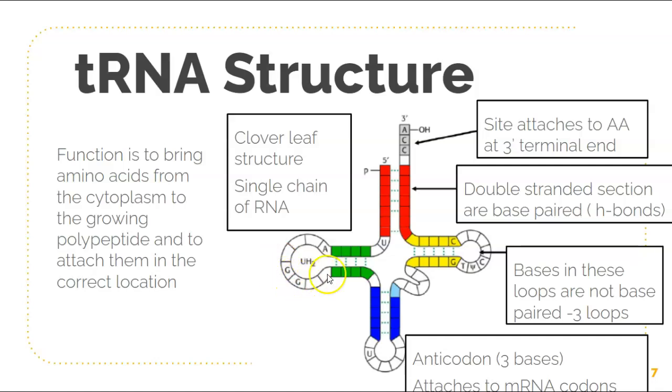So what this looks like is you have a clover structure, and you see the red, you see how they have these little blue dots? Those are hydrogen bonds bonding complementary base pairs to each other. When you get to the outside loops, those are not base paired. They're not connected, they're just loops. And then at the bottom, where this blue part is, you have the anticodon, which is the part where the tRNA is going to connect to the mRNA. And at the top, above this red part, is where you have the amino acid attaching to the tRNA.